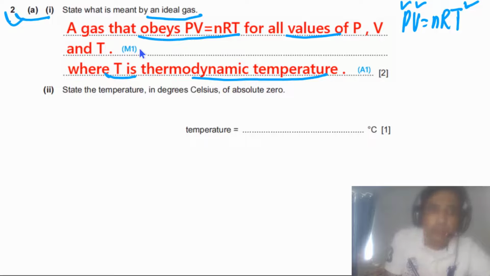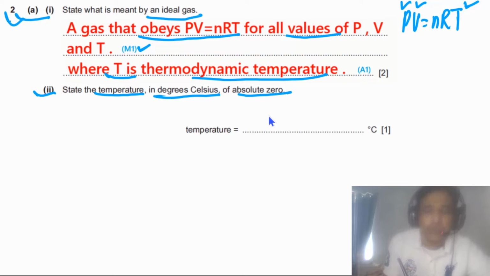So in this case, you can see the first mark is the M mark. This has to be in your answer. If this is in your answer and you have also written T is the thermodynamic temperature, you will get 2 marks. For the second part, we need to state the temperature in degrees Celsius of absolute 0.